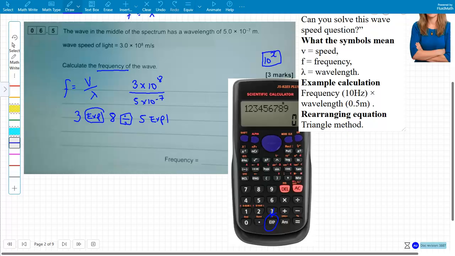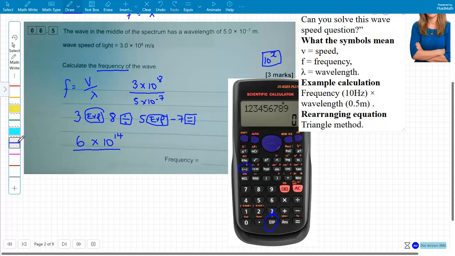EXP, and then negative 7, and the negative button isn't the minus button. On this one it looks like that, so I always press that one just to be careful. Then you press your equals button, and that should give you a really large number that we're going to write into standard form. In full, there's 14 zeros on the end, so I'm not going to write them all out, but it's 6 times 10 to the power of 14.